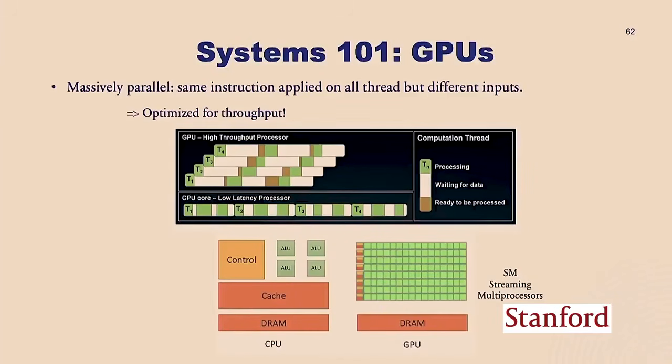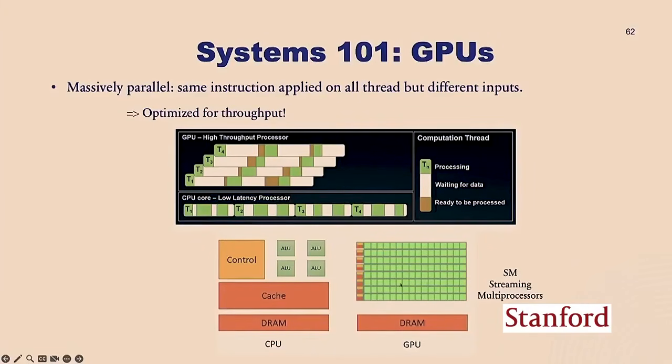GPUs are basically optimized for throughput. CPUs are optimized for latency. The way you have to think about GPUs is that there's one command that is run on many cores at the same time on different types of data. This is how you see a GPU: there are many different cores.